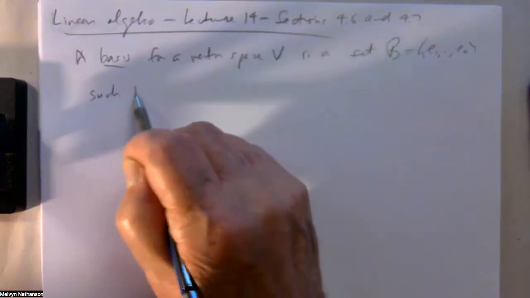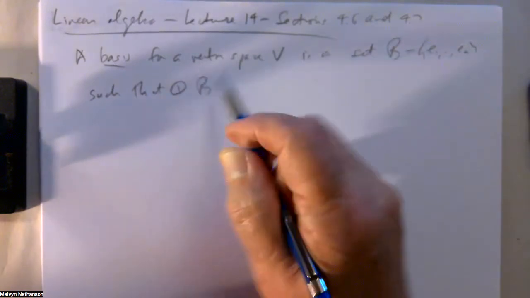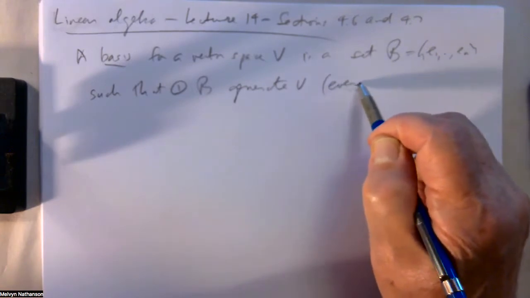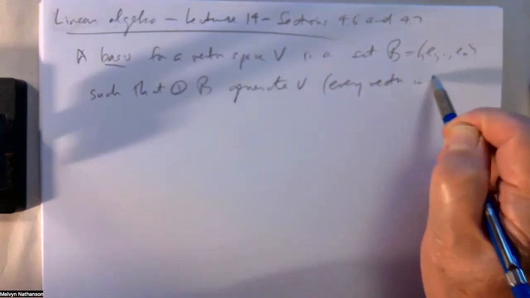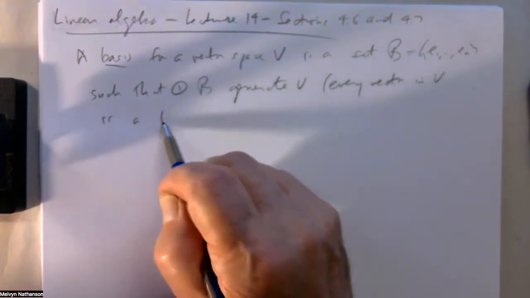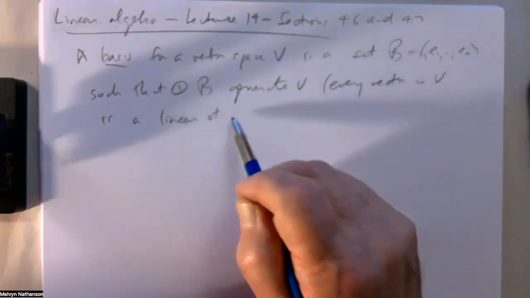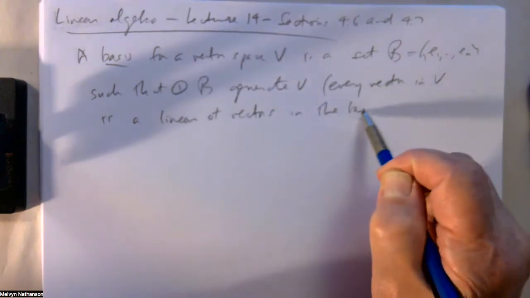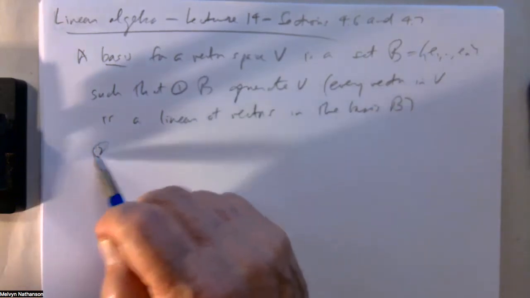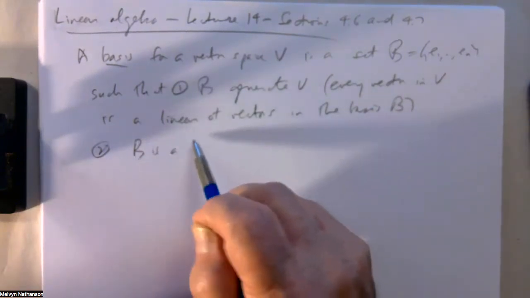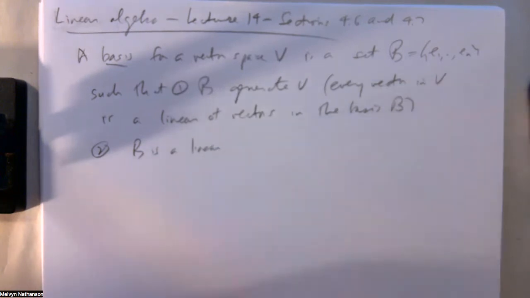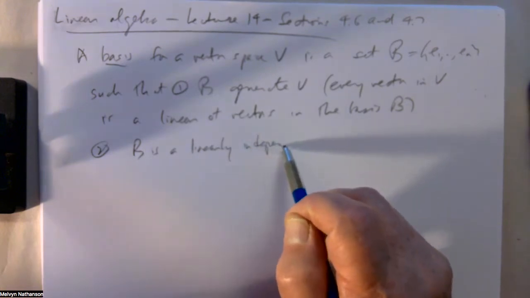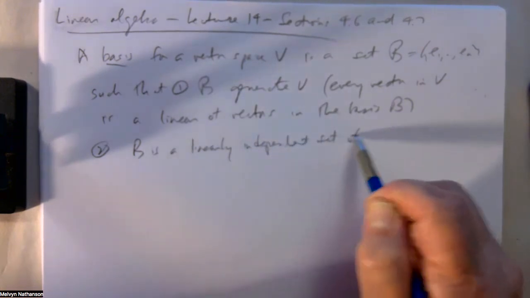such that, first of all, B generates the vector space V. That means that every vector in V is a linear combination of vectors in the basis B. And second, B is a linearly independent set of vectors.